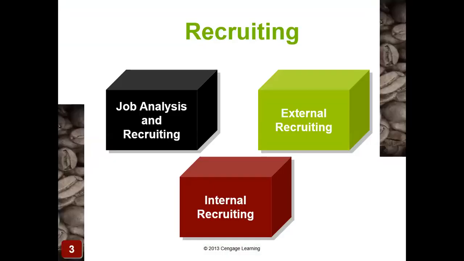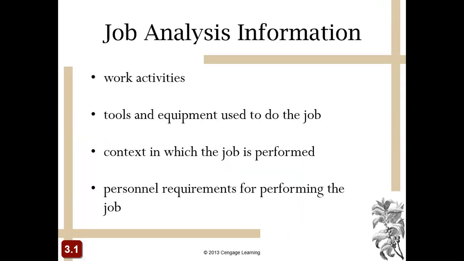Finding qualified workers comes through recruiting. Recruiting comes in three different ways: job analysis and recruiting, external recruiting, and internal recruiting. Job analysis is basically the information you want the potential recruit to know: tools, context, personal requirements for the job, and work activities.